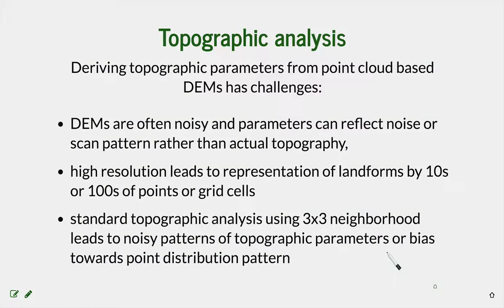Once we have the digital elevation model, we very often use it to derive parameters for further modeling or for decision making and planning. Deriving topographic parameters from digital elevation models derived from point clouds has some challenges because the DEMs are often noisy. So the parameters that you derive may reflect more noise or scan pattern rather than actual topography. Also, landforms usually span many cells, tens or hundreds of grid cells, rather than the standard 3x3 neighborhood that is often used to derive topographic parameters.